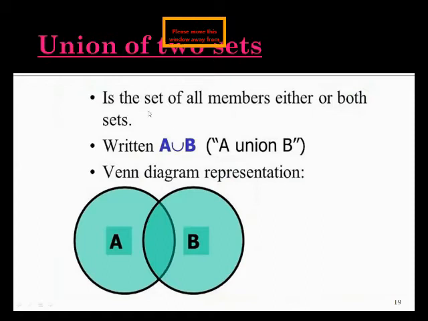How do we find the union of two sets? We already discussed how to find the union of two overlapping sets, but in this case we have to draw the Venn diagram for the overlapping sets when finding the union. Okay, there are some important points you have to note. The union is the set of all members in either or both sets. The second point is how it is written: A union B. And the third thing is the Venn diagram representation.